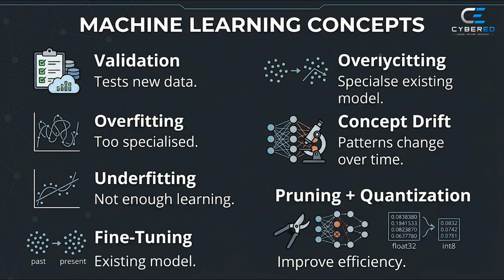Models also need to be validated and maintained. Overfitting means the model learned the training data too closely. Underfitting means it hasn't learned enough. Concept drift means the real-world data has changed. Fine-tuning adapts models to specialized tasks, while pruning and quantization make models smaller and more efficient.